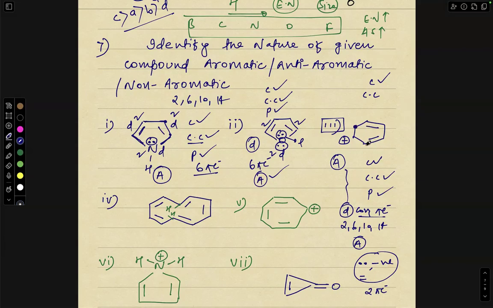Make sense? So whenever the system is not fully conjugated, it means non-planar. So planar means sp2 hybridized. Planar means sp2. And this carbon is sp3. So non-planar means non-aromatic. Make sense?